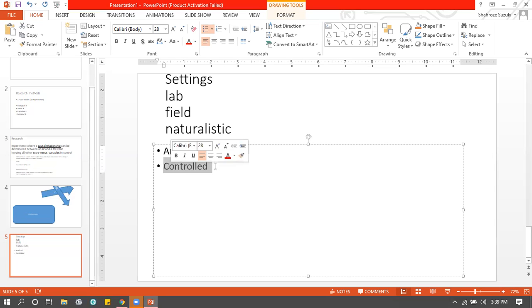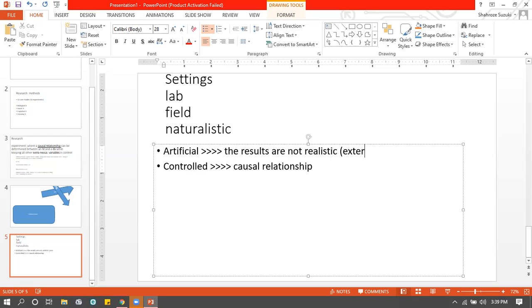Now, if it's controlled, it's going to guarantee that I get a causal relationship. But because it's artificial, it means the results are not realistic, or not externally valid. If you don't understand what externally valid means, to keep it simple, it's not realistic. So the results might not be realistic.